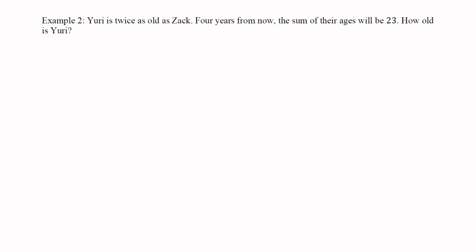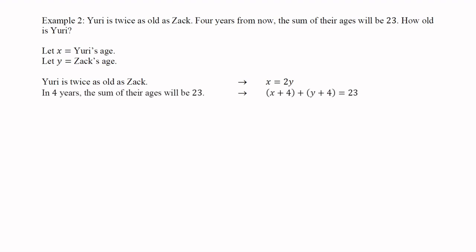Yuri is twice as old as Zach. 4 years from now, the sum of their ages will be 23. How old is Yuri? So let's let x be Yuri's age and y be Zach's age. Yuri is twice as old as Zach. So if you take Zach's age and multiply it by 2, you get Yuri's age. So x equals 2y. In 4 years, the sum of their ages will be 23. So if we take Yuri's age and add 4, and Zach's age and add 4, and add them together, you will get 23.